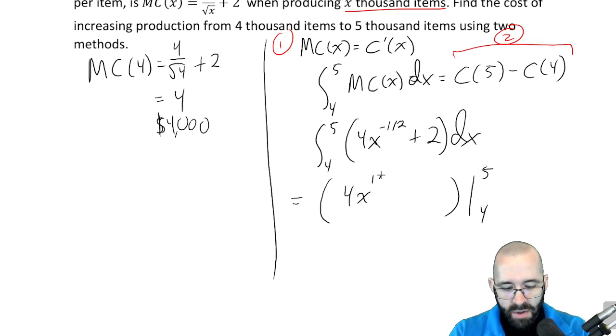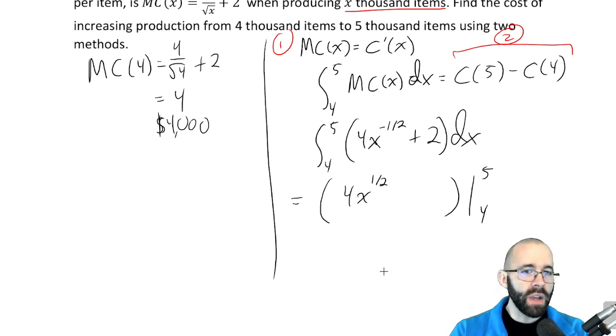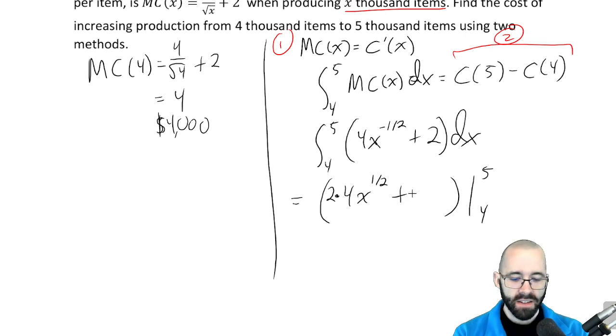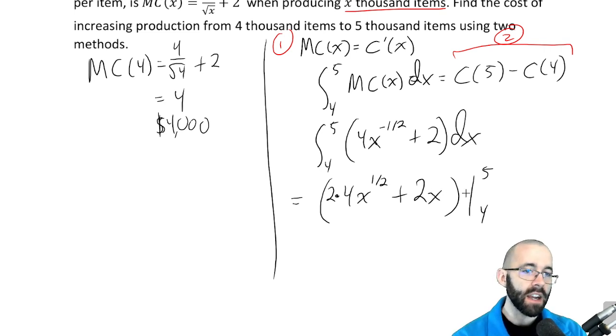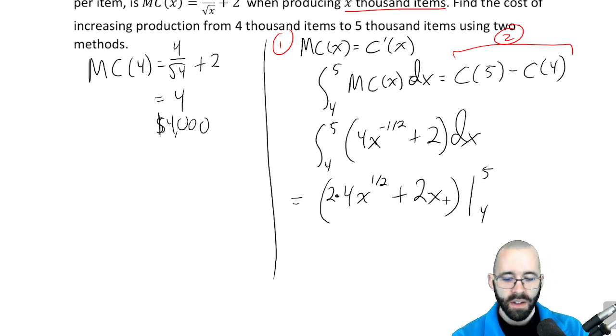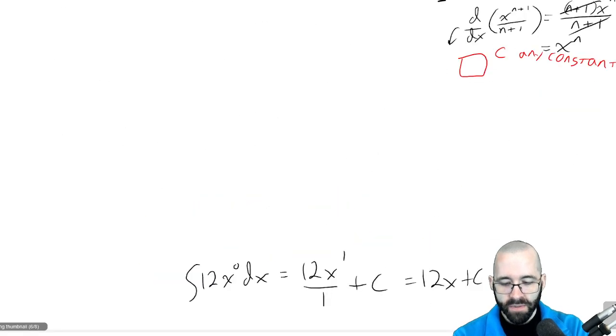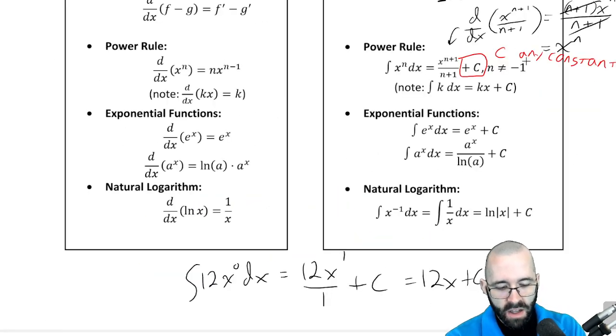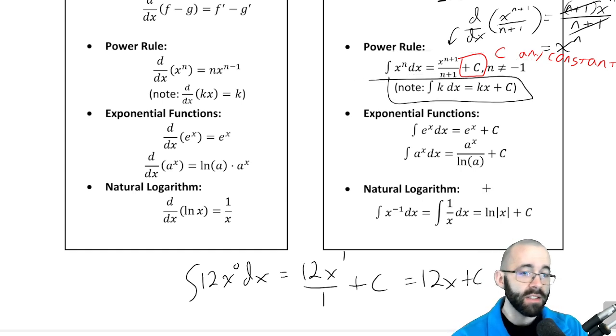So we're going to add an exponent. When we add 1 to negative 1/2, we get positive 1/2. Now we need to divide by 1/2. Dividing by 1/2 is multiplying by 2. The next part of the antiderivative is much easier. The antiderivative of a constant is just that constant times a variable. Remember back, again, we're using all of these formulas. We just use the power rule and then the antiderivative of a constant.